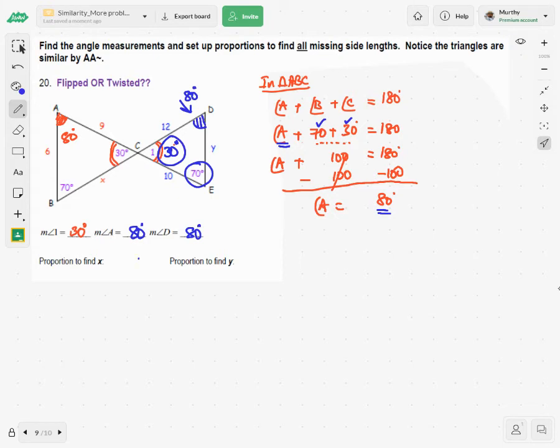Okay. Next, the question is it flipped or twisted? We'll discuss this one at the end. So, the proportion to find x.